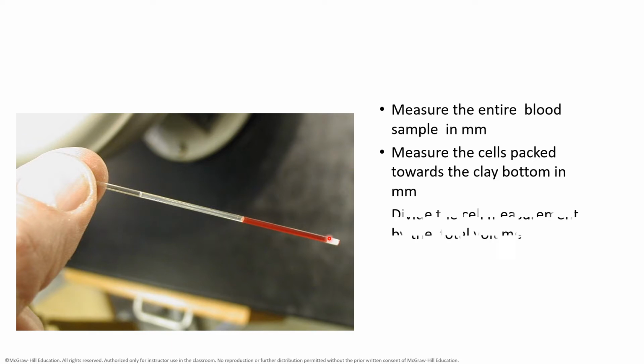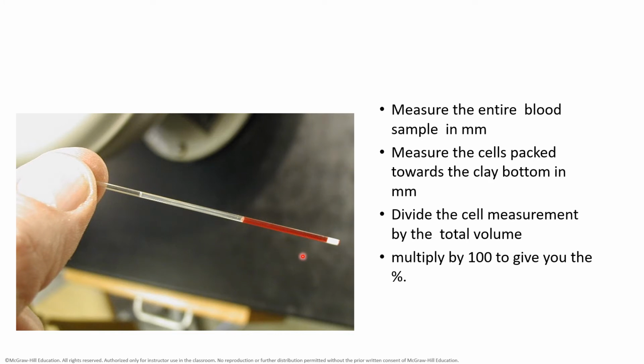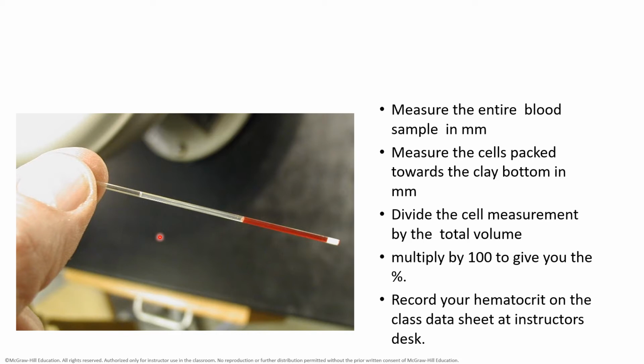So measure that red, and then you're going to divide the cell measurement by the total volume. So you're going to go this number divided by the whole sample, and then you're going to get, for example, 0.45, and then you're going to times that 0.45 by 100 to get your percentage. So then you get 45%. We did in the face-to-face version record your hematocrit on a class data sheet. So that's how you calculate the hematocrit, the PCV. These are the packed cells at the very bottom here. So you take the red divided by the whole sample size, and then you times it by 100 to get a percentage.